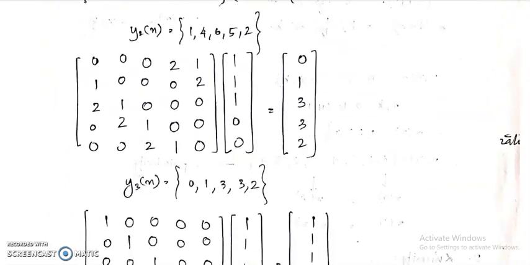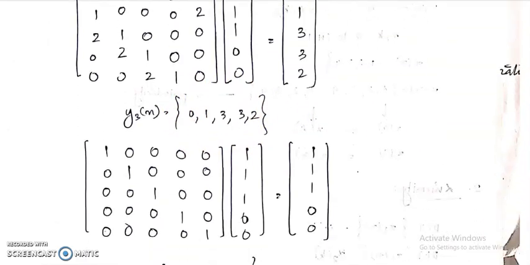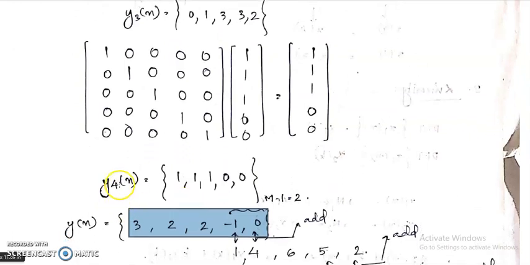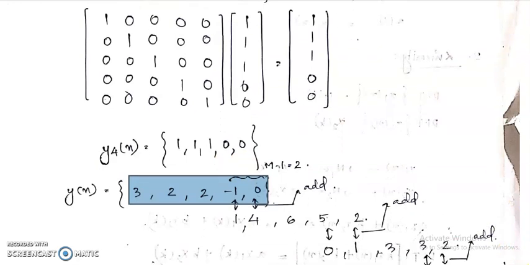That is the second block. Then the third block y3 of n is given by x3 of n circular convolution with h of n. Then like that y4 of n is obtained by x4 of n circular convolution with h of n. You will get y4 of n. Then finally you want to compute y of n.